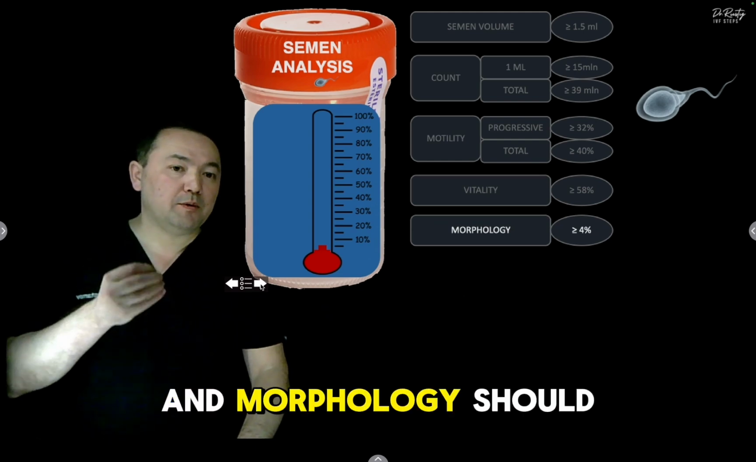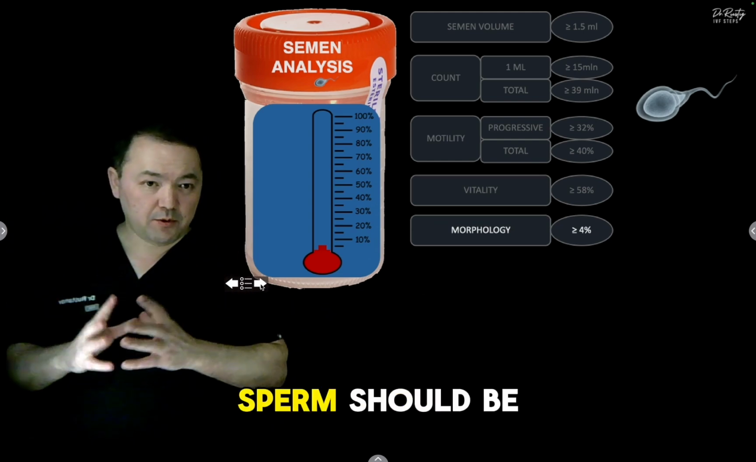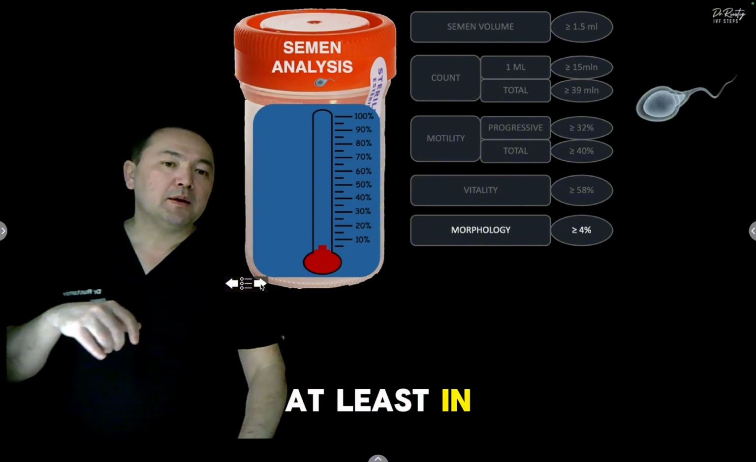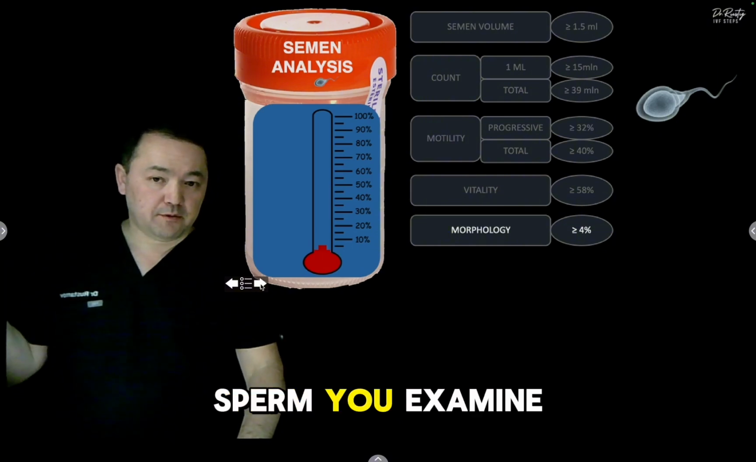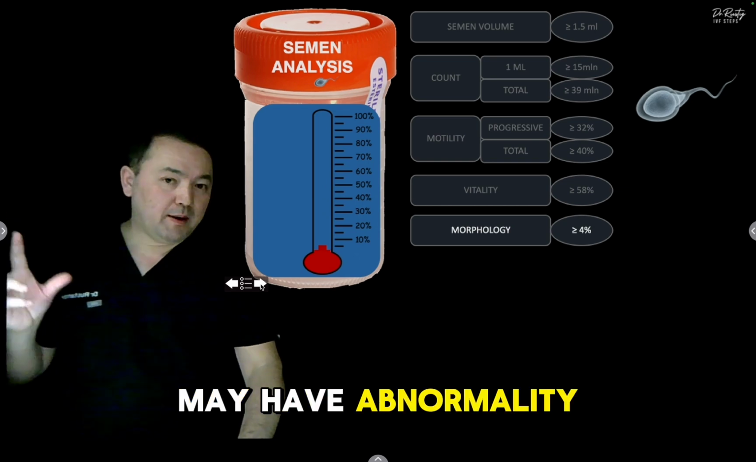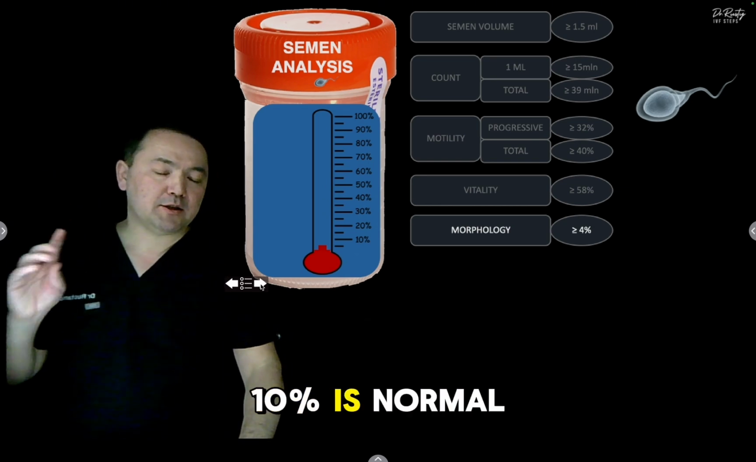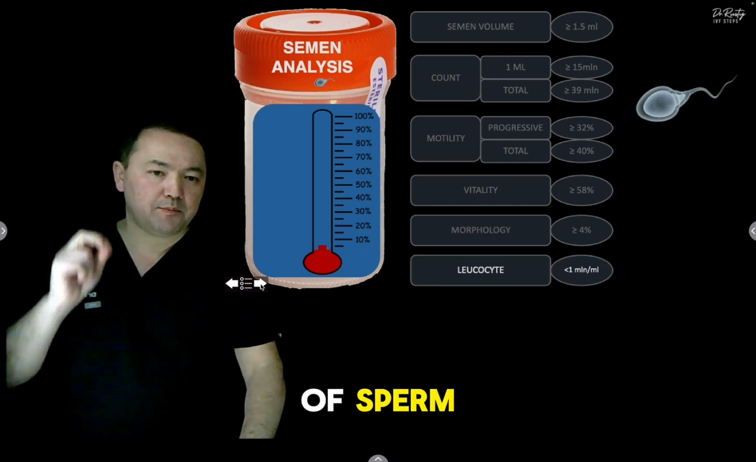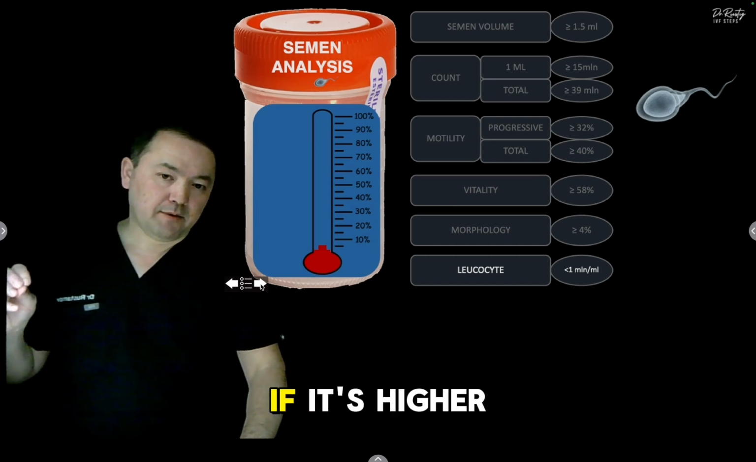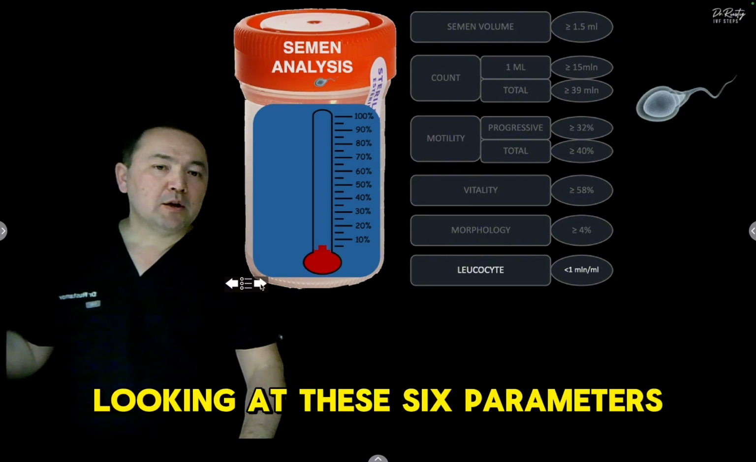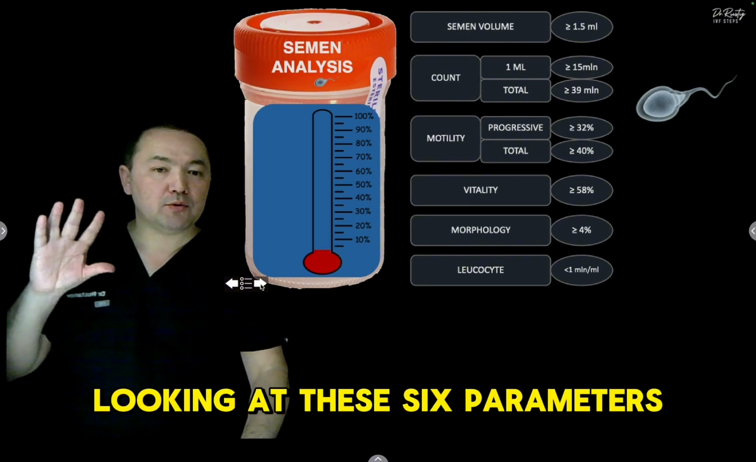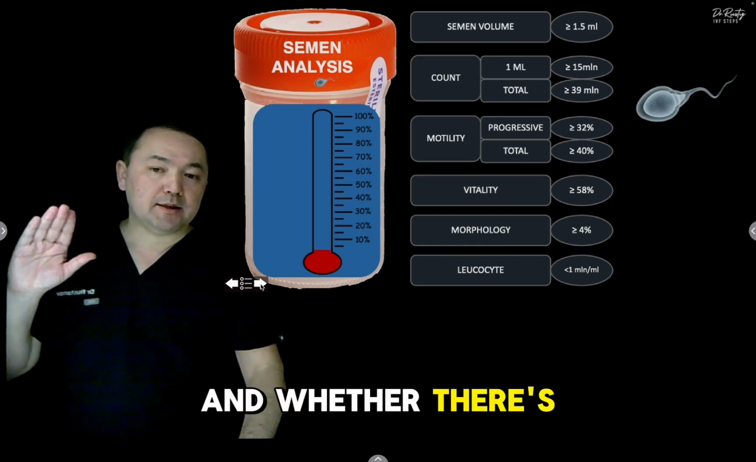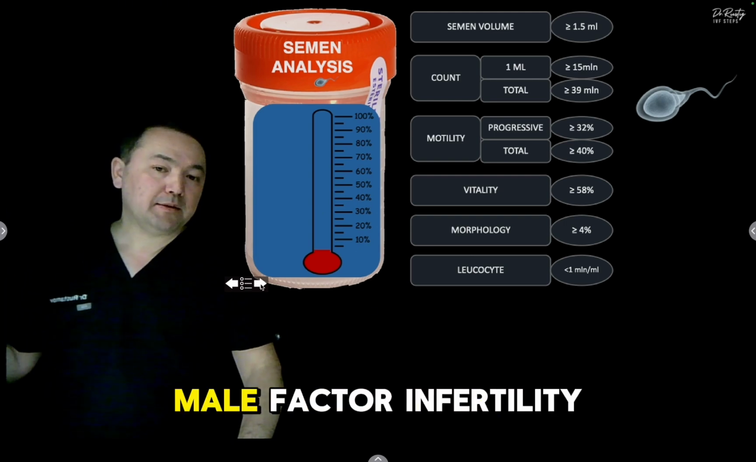Morphology should be 4%, which means the shape of the sperm should be normal in at least 4% of the examined sperm. For example, 90% of the sperm you examine may have abnormality in shape, but even if 10% is normal, that's actually normal. The amount of leukocytes per 1 ml of semen should be less than 1 million. If it's higher, it may indicate inflammation. Looking at these 6 parameters, you can tell whether your semen analysis is normal or abnormal, and whether there's a likelihood of male factor infertility.